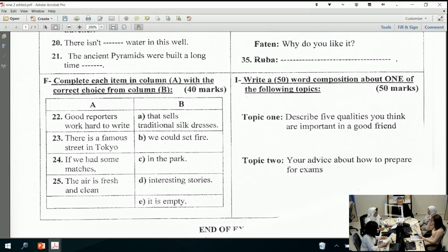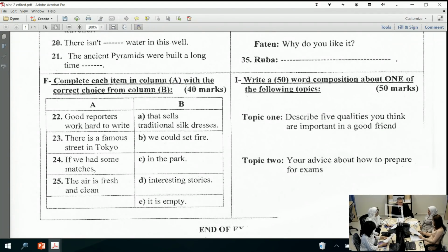Let's try the other ones. Maybe we could set a fire. No relation. Of course, in the park. No. Interesting story. We chose it before. It's empty. So the correct answer is the one that sells traditional silk dresses. Now here the choices are fewer for the student, so it's easier.